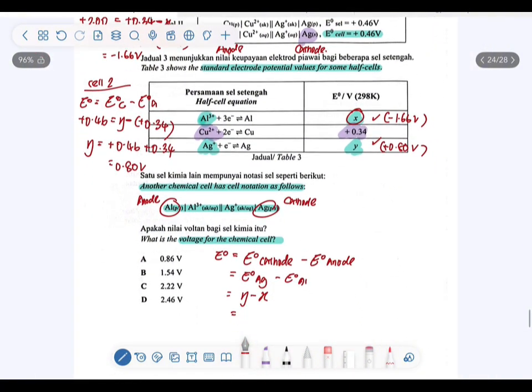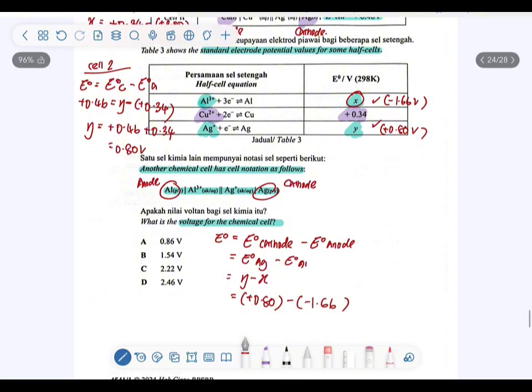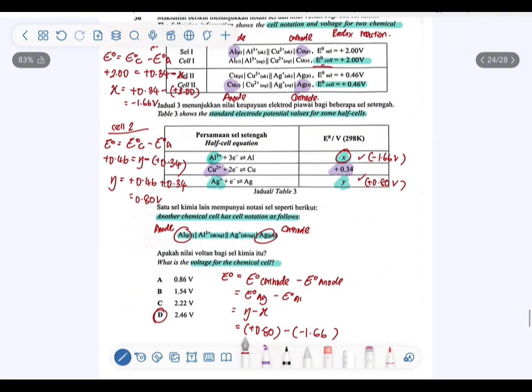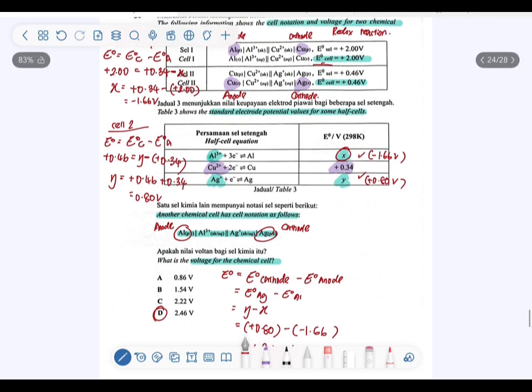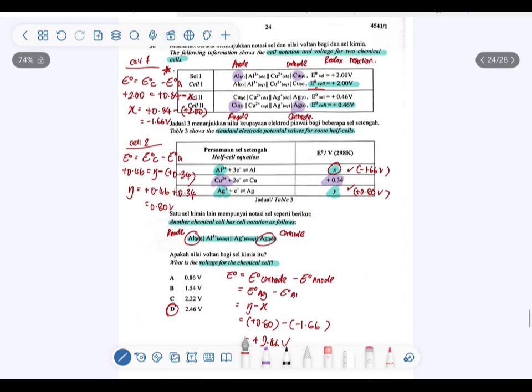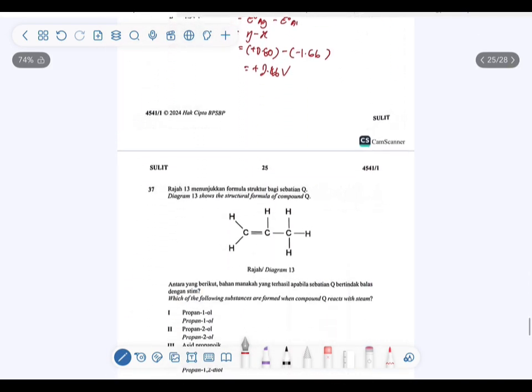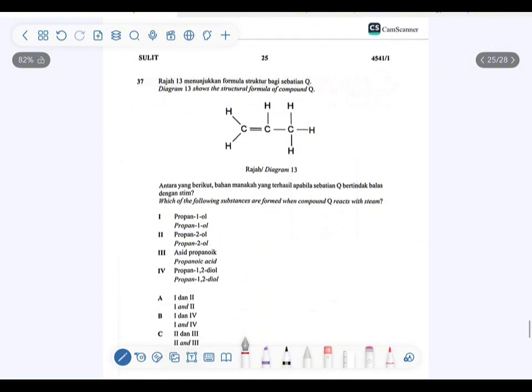So since we are now going to find the value, we already have the Y value, which is plus 0.80, minus the X, which is negative 1.66. So we will get our answer equals positive 2.46. So our answer would be D. This is how we solve the question. Students, don't panic. If you really don't know how to solve the question, just follow the step-by-step guide, and then you will get it.